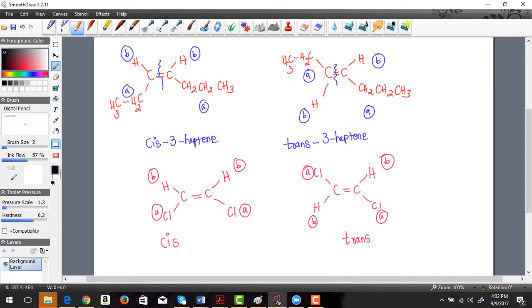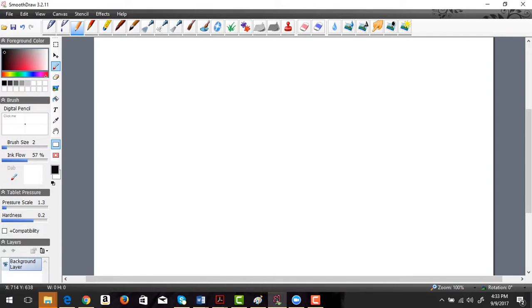Okay, you see there's only two substituents, hydrogen and chlorine, and they're the same on either side, just where they are is different, right? So we use cis and trans, right? Now we will use different letters when they are different. Okay, so let's go do that.